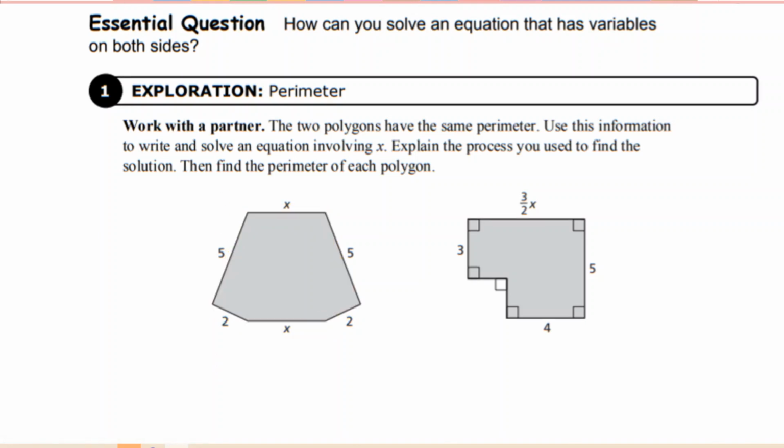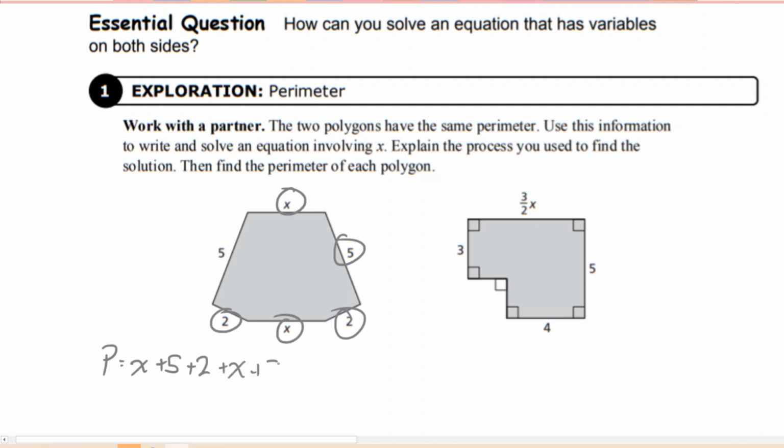I notice looking at this figure that every side does have an expression with it. So we'll just go ahead and say this is going to be x. The perimeter equals x plus 5 plus 2 plus x plus another 2 plus another 5. Now you saw me circle all of the sides, and that's just to make sure that I don't double count anything. It also helps me make sure that all the sides actually have a length attached to them.